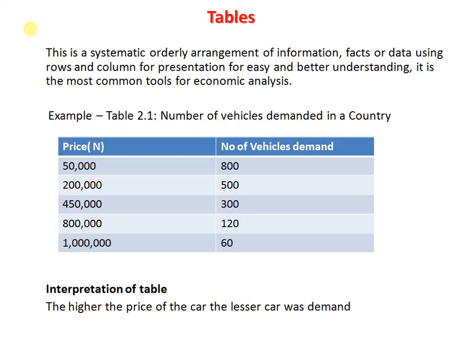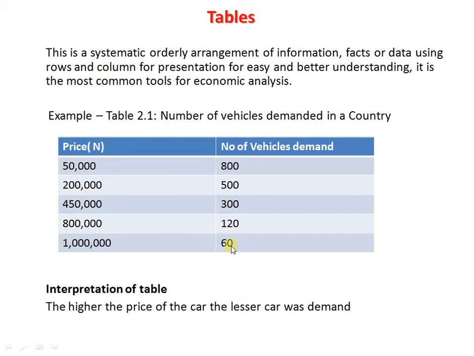Like I said before, these tools help us to understand what economics is actually going on. You see that when the price of a vehicle is 50,000, there are 800 vehicles demanded in the country. But when the price rises to 200,000, the number of vehicles demanded is only 500. When the price is 450,000, the number demanded is 300. When the price is 800,000, the number demanded is 120. And when the price is 1 million, the number demanded is 60.